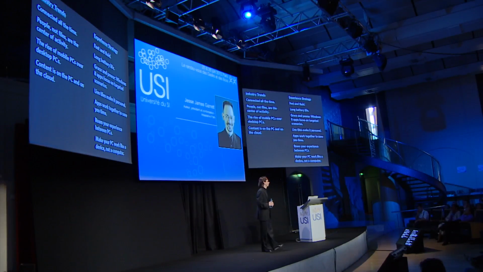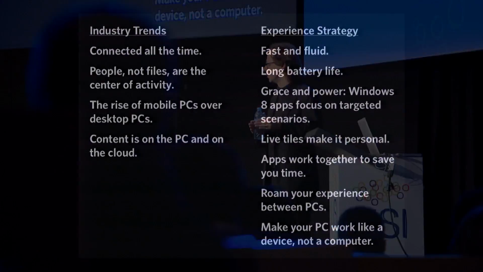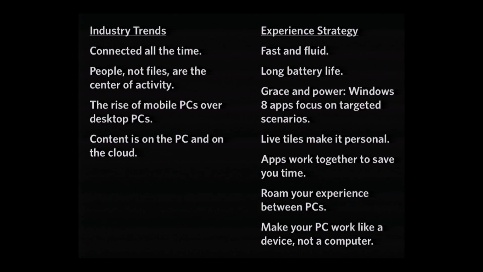So in response to these trends, they developed their experience strategy for Windows 8. Fast and fluid, long battery life, apps that are focused on targeted scenarios. This is, I think, one of the biggest changes between Windows 8 and earlier versions of Windows: they have made it a design goal to reduce the feature set of a Windows application, to give users a broad set of tools that are focused on very specific tasks in specific contexts.